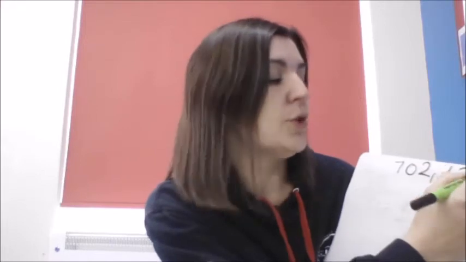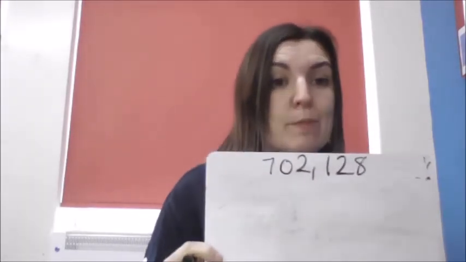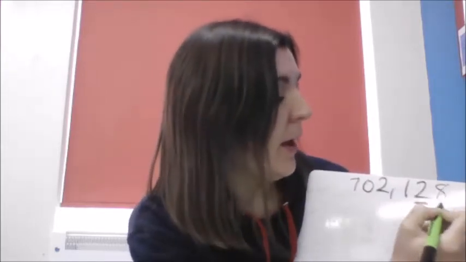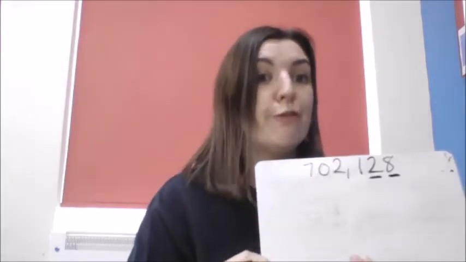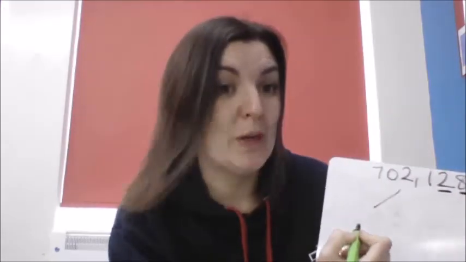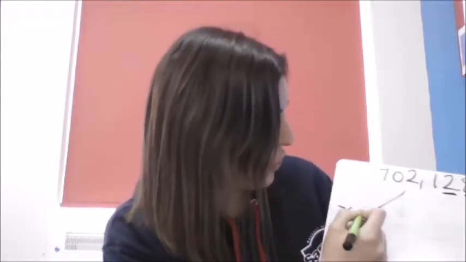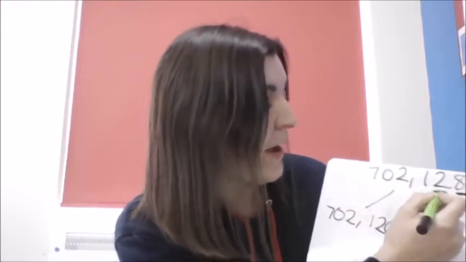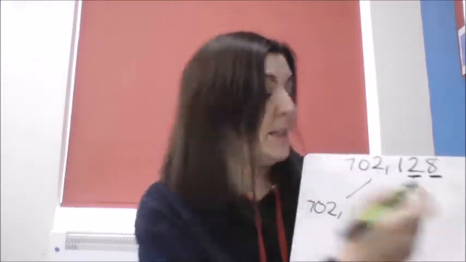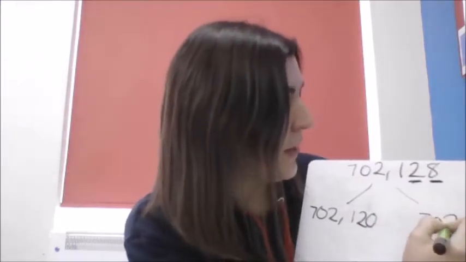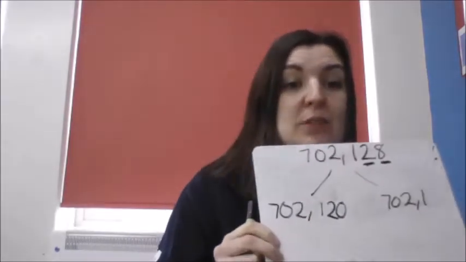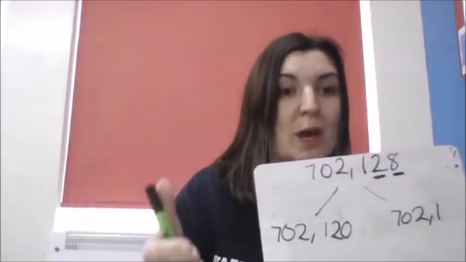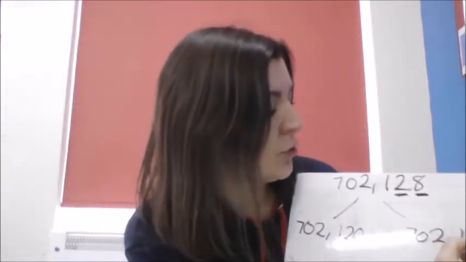So you've got 702,128 as your first number. So when I'm rounding to the nearest 10, I need the tens column and then the one next door. So again, first job, work out which numbers it's in between. So it's in between 702,120, that's my first 10, and then the second 10, 702,130. If I was counting in tens, 10, 20, 30 would be the next 10.